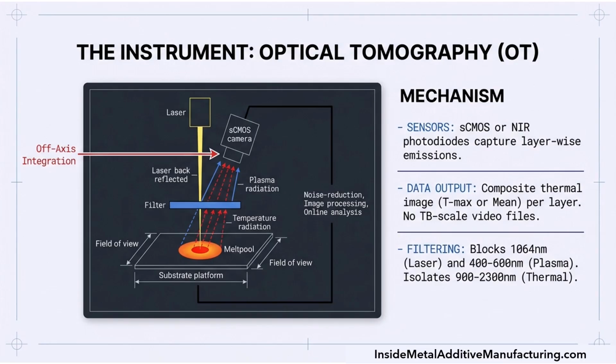Let's focus on the core monitoring capability that is optical tomography. It utilizes off-axis integration of near-infrared sensors to capture layer-wise thermal emissions. By using specific filtering to block the 1064 nanometer laser and plasma radiation, we isolate the thermal spectrum between 900 and 2300 nanometers. This provides a composite thermal image for every layer, offering high-fidelity insights into melt pool stability without the storage burden of raw, high-speed video.